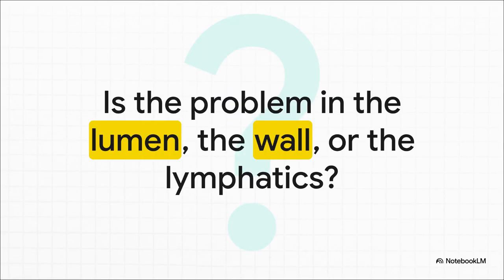So, I want to leave you with this. The next time you're faced with a patient with chronic diarrhea and weight loss and malabsorption is on your mind, just stop. Before you order a single test, just ask yourself this one simple question. Is the problem in the lumen, the wall, or the lymphatics?